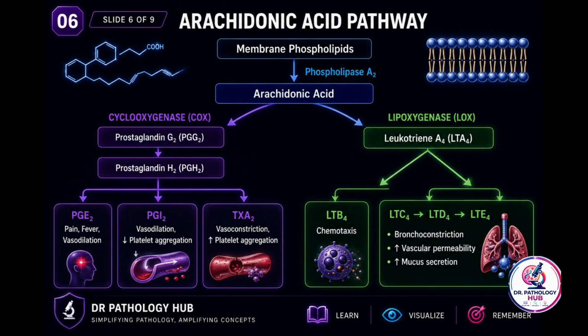Prostaglandin E2 is responsible for pain, fever, and vasodilation. PGI2 causes vasodilation and inhibits platelet aggregation. Thromboxane A2 promotes vasoconstriction and platelet aggregation. The LOX pathway produces leukotrienes. Leukotriene B4 is a potent chemotactic factor that attracts neutrophils. Leukotrienes C4, D4, and E4 cause bronchoconstriction, increase vascular permeability, and stimulate mucus secretion.